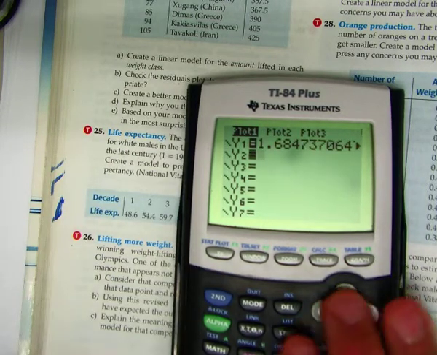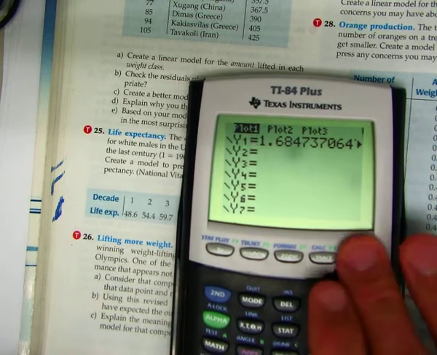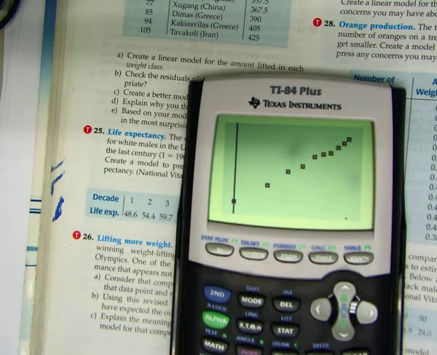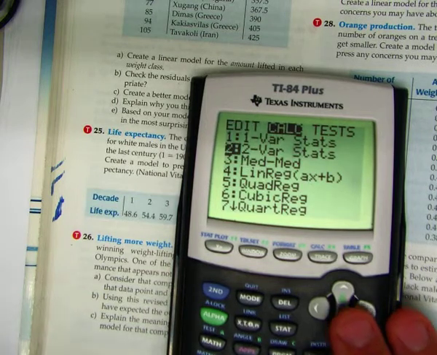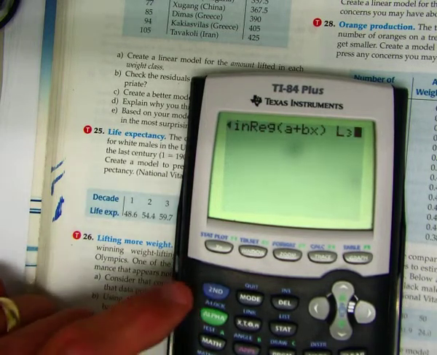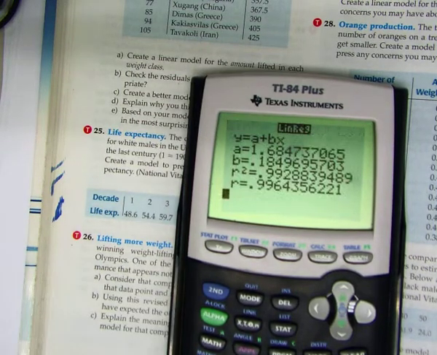Alright, so that looks decent. Okay, it's not perfectly straight, but it looks decent. So I'm going to go in calc number 8, and I'm going to do L3 versus L4. So that's what our model would look like, it looks like.